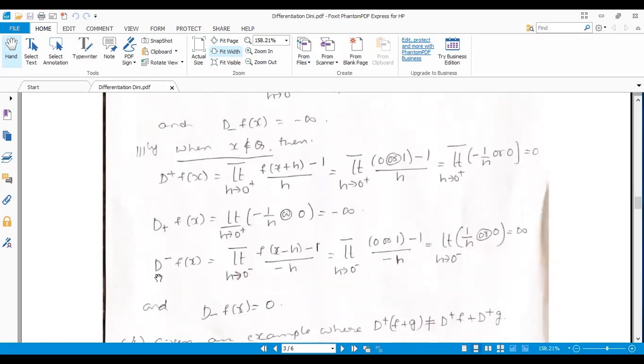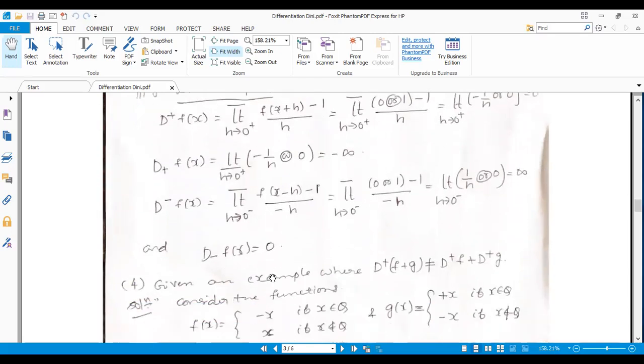Similarly, D minus means the upper left derivative. Minus means left, plus means right. That is the only case. You know the right derivative and left derivative. Instead of that, here the limit upper and lower, with supremum and infimum, will be there. That is the only change. Here D minus of f of x becomes infinity. D minus f of x becomes zero.